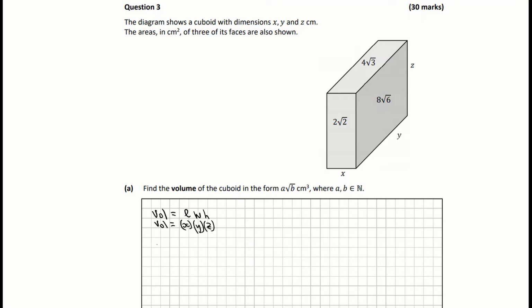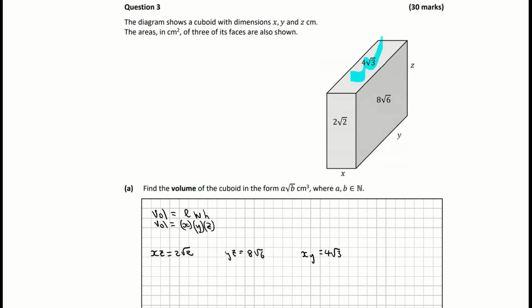We know the area of our 3 faces. Look at the area of this particular face. That is length by width, which would be x multiplied by height. So x multiplied by z is giving me an area of 2 root 2. If I do something similar to the next face, this front face here, that is going to be y multiplied by z, and it has an area of 8 root 6. And then my third face on the top of the cuboid is x multiplied by y, which is giving me an area of 4 root 3. So I'm just writing down what I know.